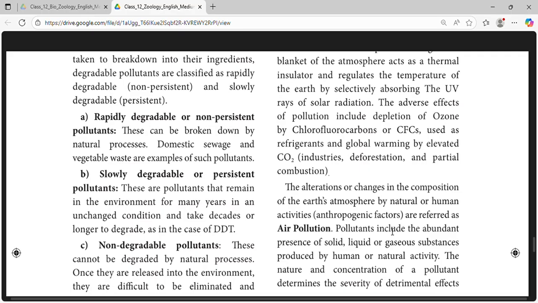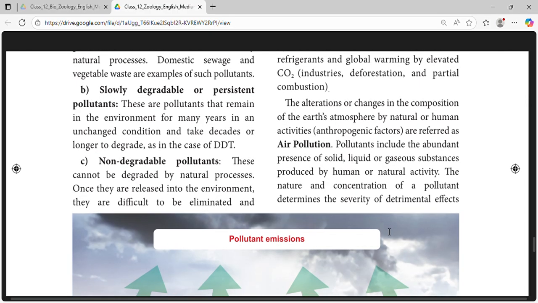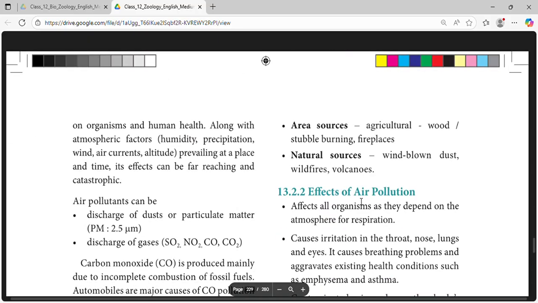The alterations or changes in the composition of the Earth's atmosphere by natural or human activities, anthropogenic factors, are referred to as air pollution. Pollutants include the abundant presence of solid, liquid, or gaseous substances produced by human or natural activity. The nature and concentration of a pollutant determines the severity of detrimental effects on organisms and human health.